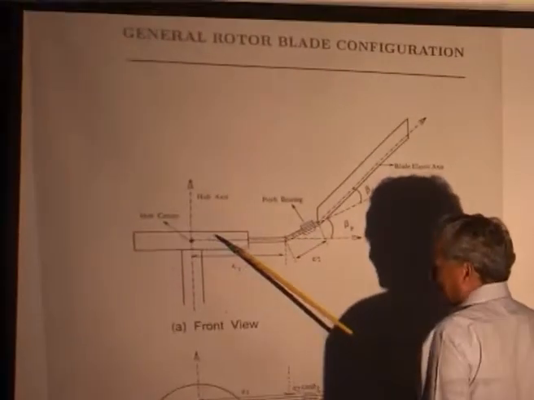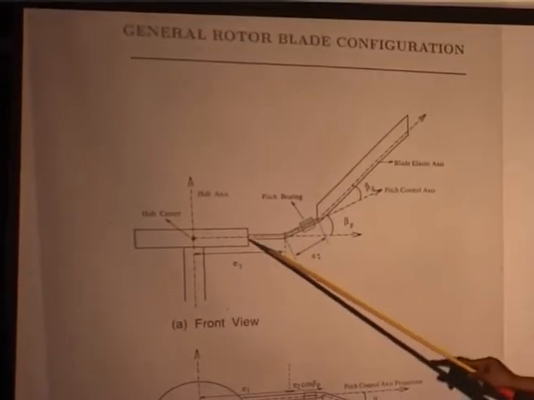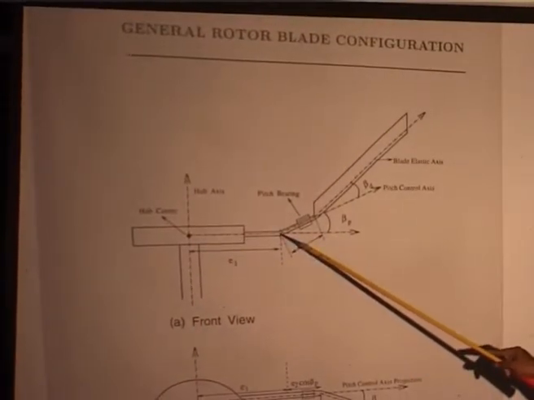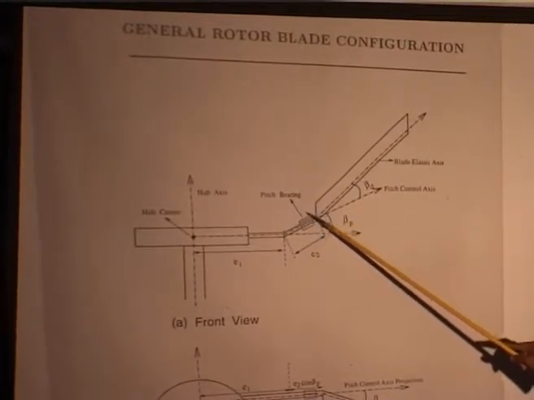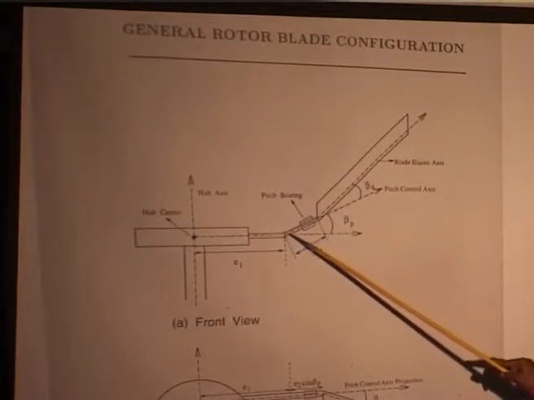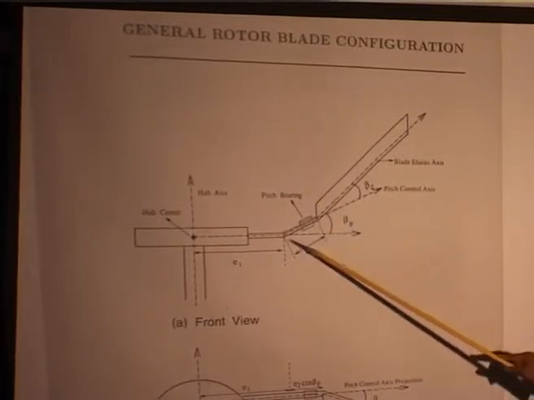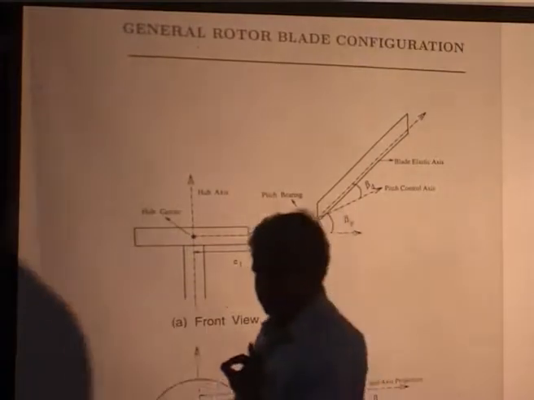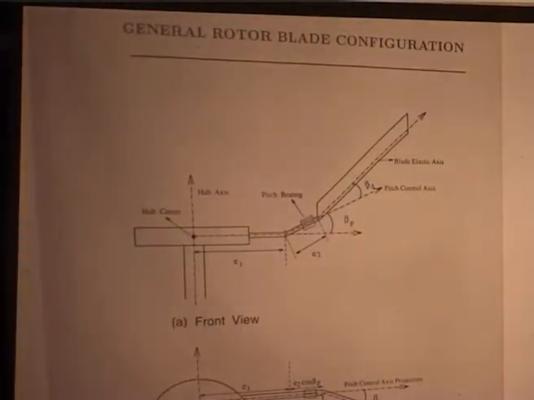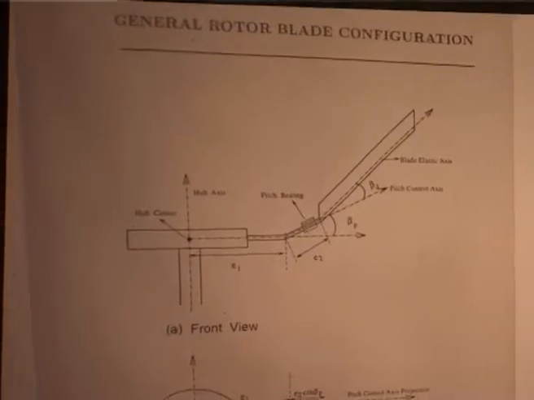I will show you just a diagram, a very exaggerated view. If you look at this, this is the rotor hub, this is one offset, you can say hinge offset. From there, this is the pitch bearing, and the pitch bearing is inclined with respect to the hub plane through an angle, that is called pre-cone.